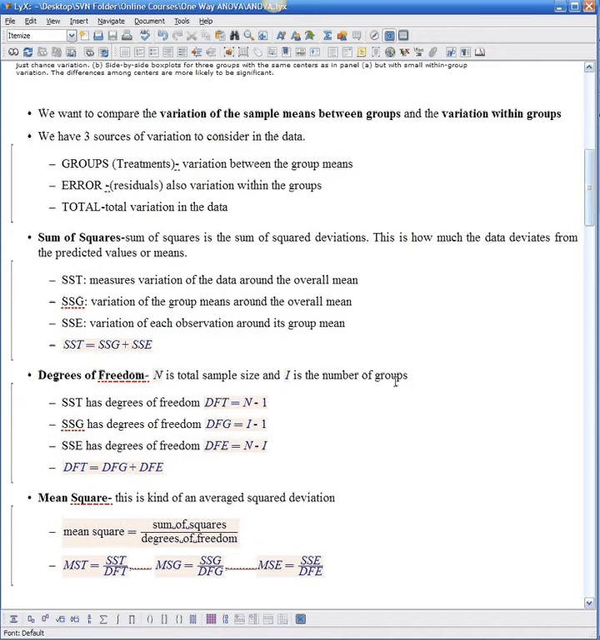So sum of squares is the sum of the square deviation. So this is how much the data deviates from the predicted values or means. So SST is the sum squares total, so the variation of the data around the overall mean. So if you put all the data in one group, you just get one big mean. So how much does the data vary around the mean? SSG, variation of the group means around the overall mean, and SSE, variation of each observation around its group mean.